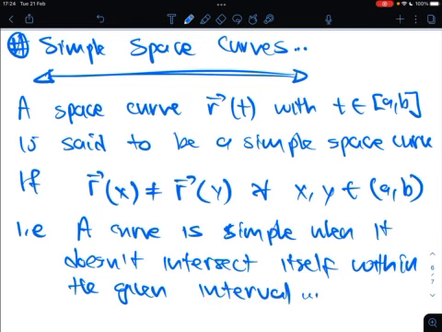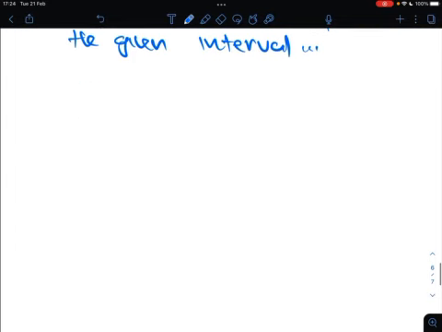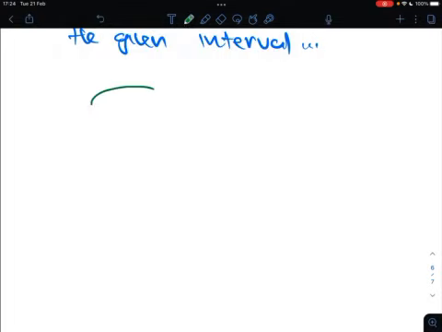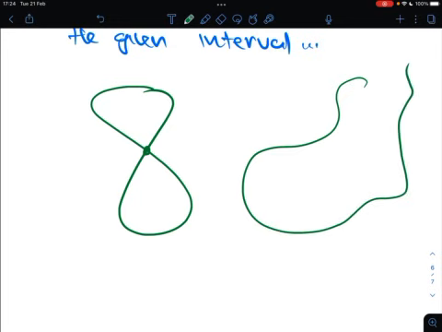You see that? So we say a curve is simple whenever it doesn't intersect itself within a given interval. So what exactly do we mean by this? What we mean is that we don't want situations like this, where you have a space curve with some intersection point. We want just curves that go like this, so they start their motion somewhere and end it somewhere without intersecting each other.